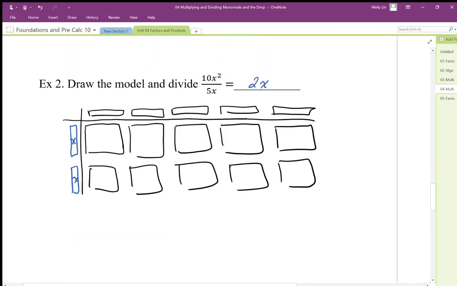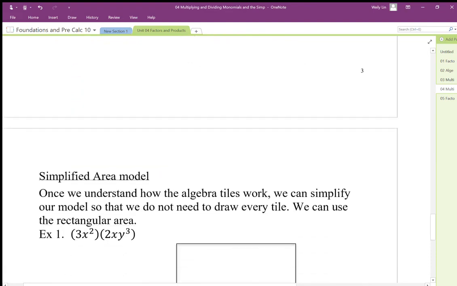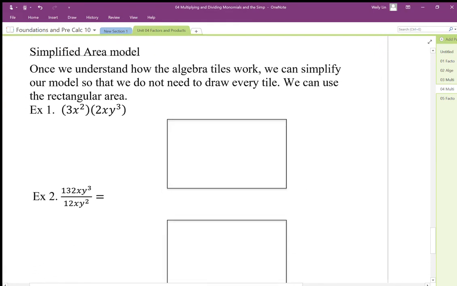But after a while, it gets a little bit redundant to draw every single piece of area. And we want to generalize these areas and use what we call a simplified area model. So instead of showing 3x squared pieces along the one edge, we can just say that we have 3x squared, 2xy cubed. And knowing our rule here, we know this one piece of area, although there's 6 elements in there because there's 3 times 2, is going to have a shape of x cubed, so x squared times x, and y cubed. So there's my variable part.